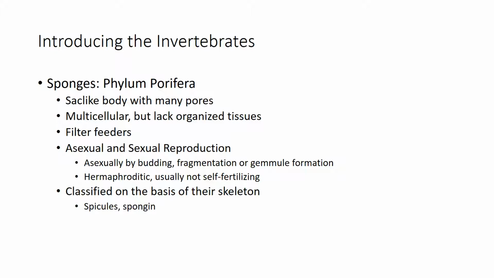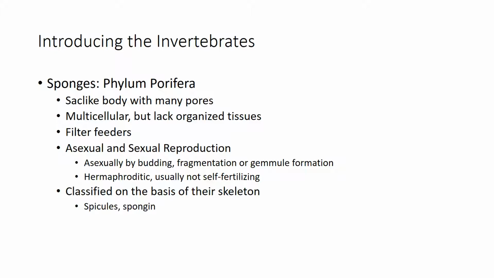They reproduce by asexual and sexual reproduction. They can asexually bud, like yeast do, or some other microorganisms. They can fragment and then grow themselves back that way. They can also sexually reproduce. They are hermaphrodites. Usually they don't self-fertilize.